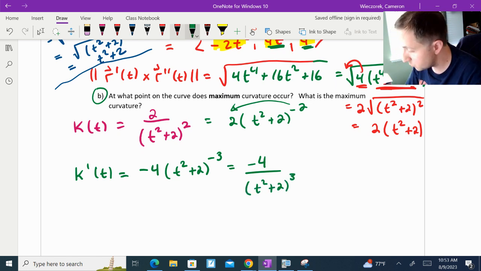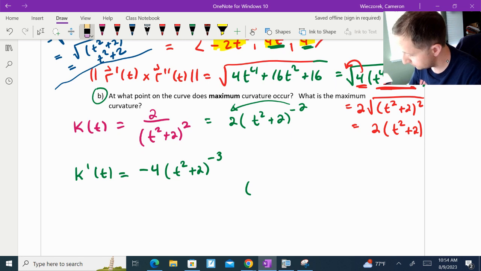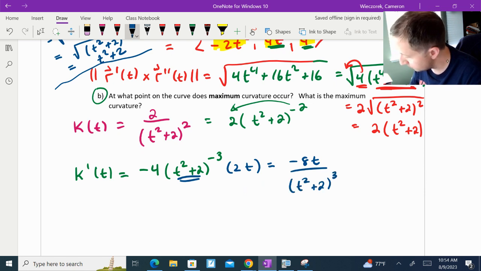Okay, critical points. We need to figure out where the derivative of that function is either 0 or undefined. So I'm going to set this equal to 0. Oh, I forgot my chain rule. Uh-oh. Let me do that again. We've got to multiply by the derivative of the inside. The derivative of t squared plus 2 would be 2t. Sorry about that. So we get negative 8t over t squared plus 2 cubed. There we go. Okay, setting that equal to 0.